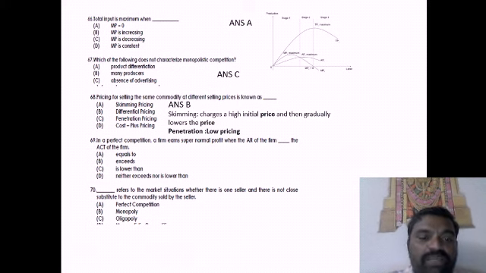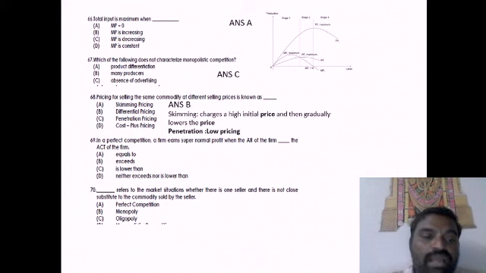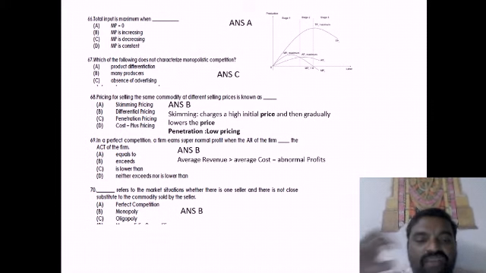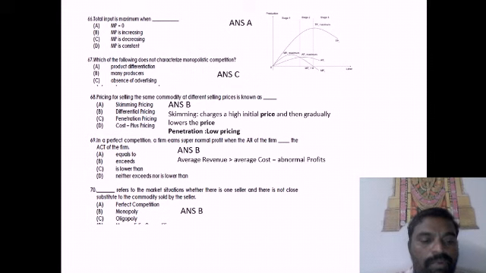In a perfect competition, a firm earns supernormal profit when AR of the firm is dash of AC, not ACT, it is AC, of the firm. The answer is B, that is exceeds. AR is average revenue, AC is the average cost. When average revenue is more than the average cost, automatically you will get abnormal profits.